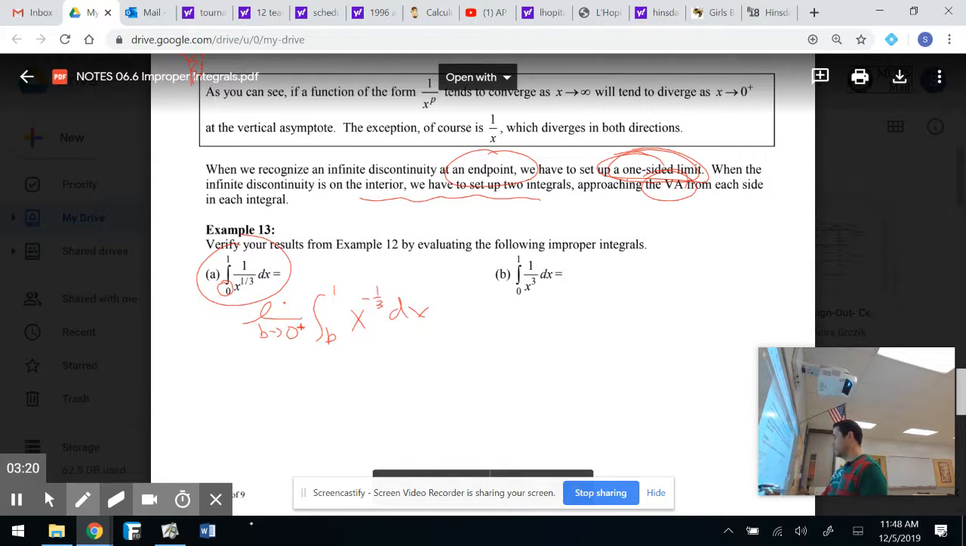Okay, then we're going to do a little math, right? Do a little antiderivatives. Antiderivative of that guy, we're going to add 1. That gives me a 2/3. Divide by 2/3 or multiply by that reciprocal. And then we're going to evaluate from b to 1 using the fundamental theorem of calculus. So we get the limit as b approaches 0 from the right. Let's go ahead and use that. I get 3/2, right?